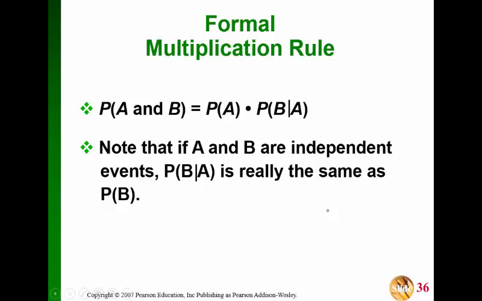But this is the actual multiplication rule that we're trying to eventually get to. So the multiplication rule is this: the probability that A and B happen is equal to the probability that A happens times the probability that B will happen given that A had already occurred. So let's go back to the example of drawing a card or drawing two cards.